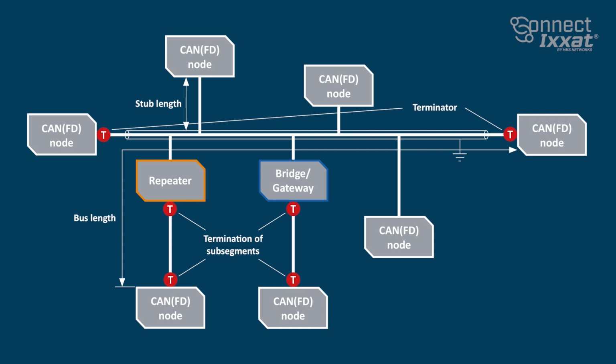Depending on the baud rate, if longer stubs are needed, the network must be segmented using CAN repeaters, bridges or gateways. The bus must be terminated at its most distant ends with a 120 ohm resistor between the CAN high and CAN low signal lines. The resulting resistance between CAN high and CAN low is thus 60 ohms. If the bus is segmented using CAN repeaters, bridges or gateways, also the new segments must be terminated correctly.